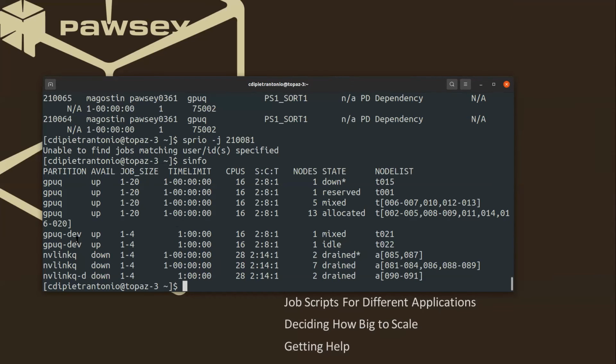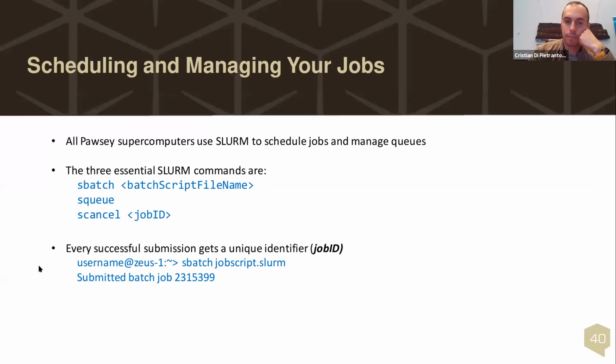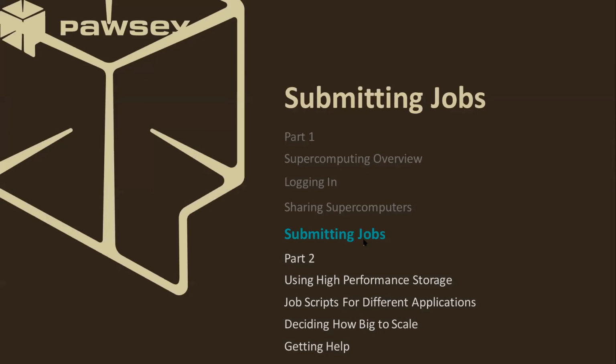Okay. Yeah, the NVLink queue partition instead is down, means that all the nodes are not available, so the entire partition is actually down. Hope that answered the question. Yeah, it did.